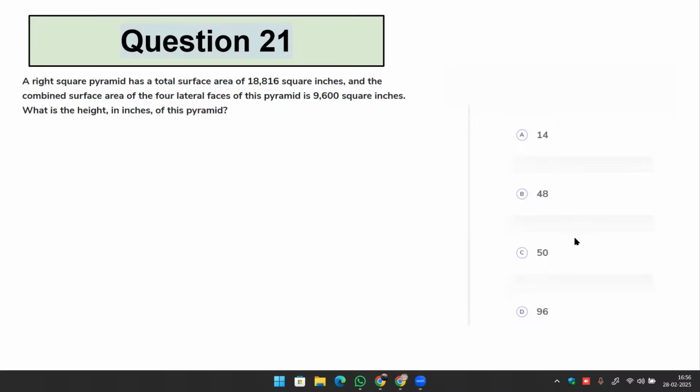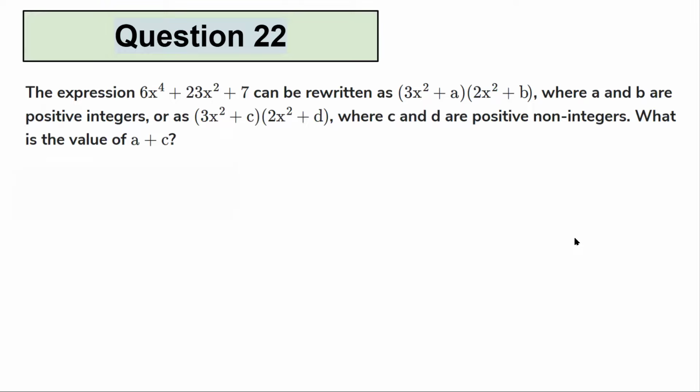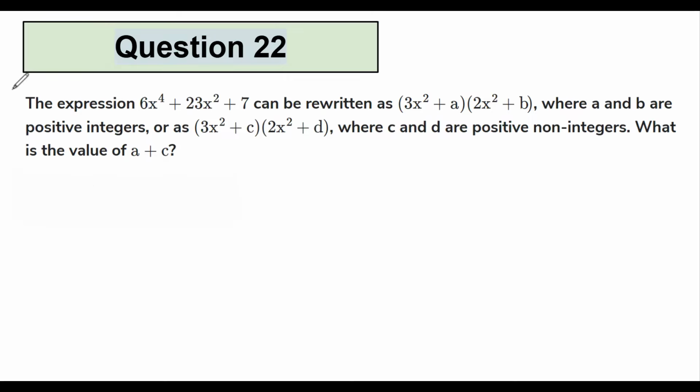And here is my question number 22. Okay. It's a bit too much to do algebraically. Read the question once. I guess you will get an idea. The expression 6x to the power 4 plus 23x squared plus 7 can be rewritten as (3x squared plus a) times (2x squared plus b), where a and b are positive integers.